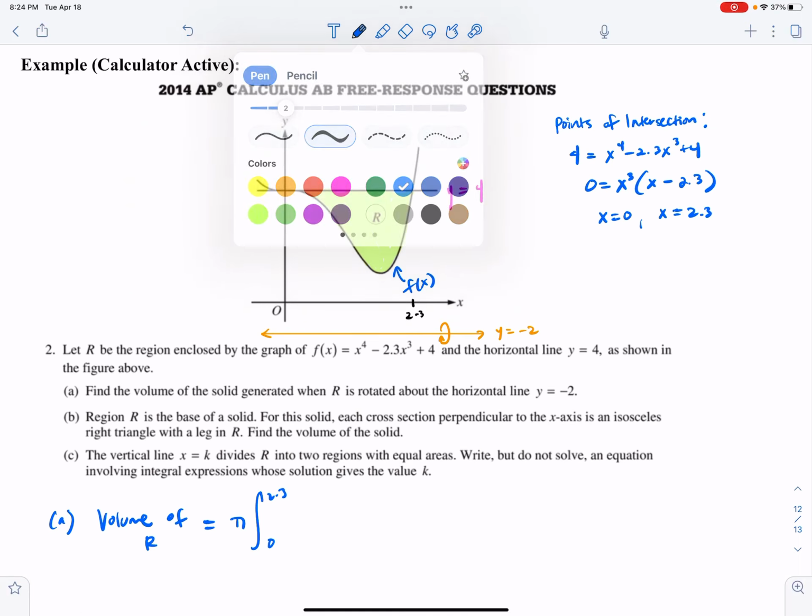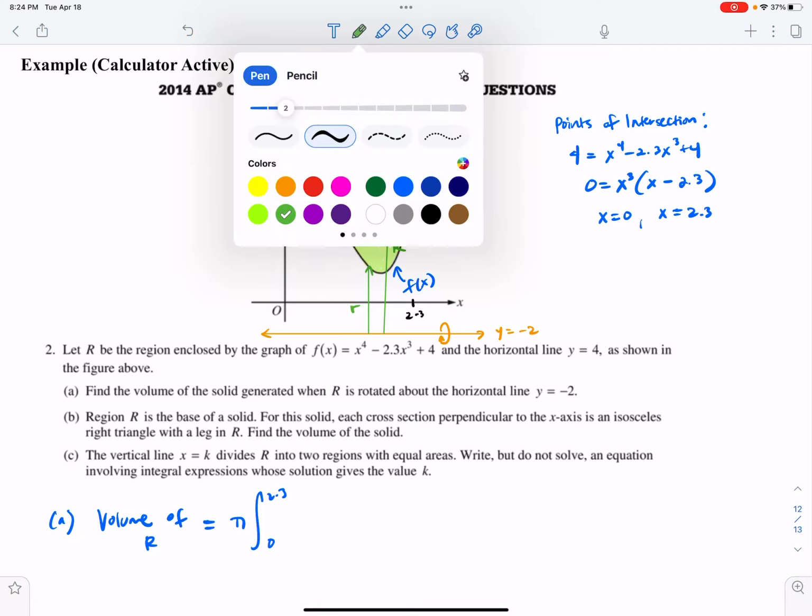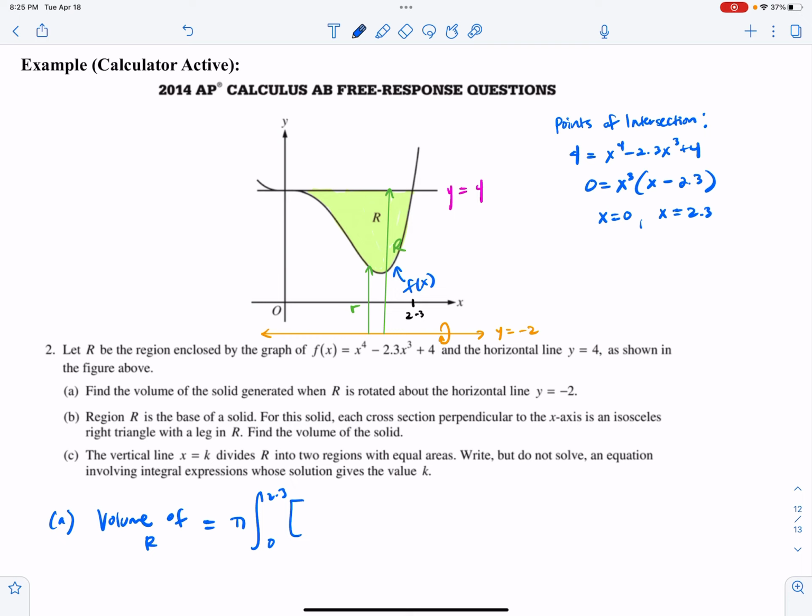And then we need big R and little r, not to be confused with region R. So big R, little r, big R, little r. Okay. So big R, top minus bottom, will be 4 minus negative 2, squared. And then for little r, top minus bottom, that'll be f of x. I'm going to write it out here since we are going to be typing it into our calculator.